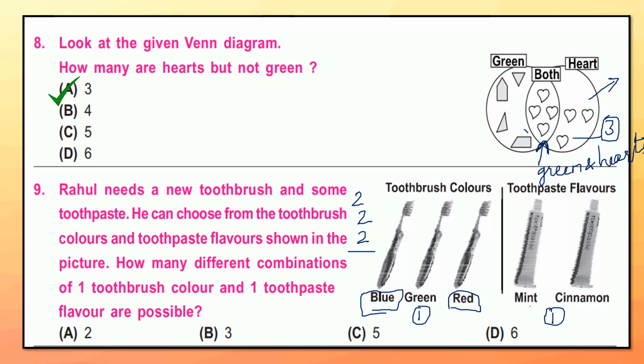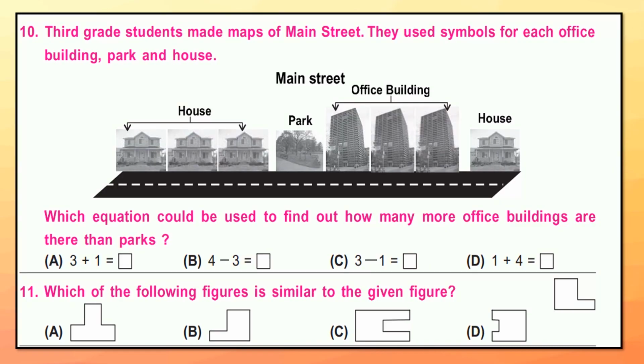So 2 plus 2 plus 2, that is 3 into 2, that is 6. Another way of doing it is 3 into 2, that is 6. So the number of combinations is option D, 6.